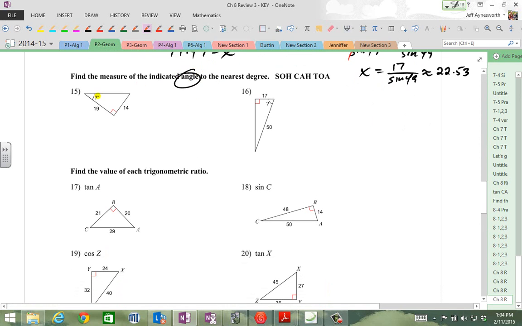Now, when you're trying to find angles, this always involves the inverse. This one involves the inverse function. All right, so here we go. I first label opposite side, adjacent side, and again, that's a cosine function. So cosine is adjacent divided by hypotenuse. So cosine of my angle is equal to 14 divided by 19. Now I take the inverse cosine on both sides.